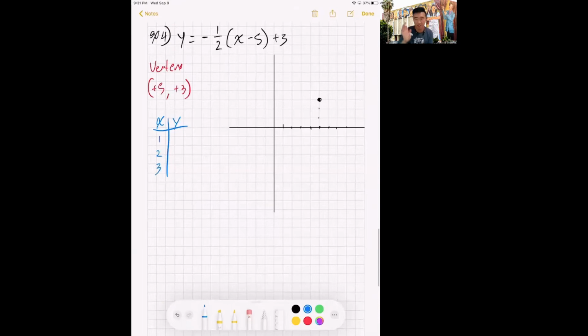Let's do 3. It's fine. I think you guys can handle some fractions. A, B, and C, right?